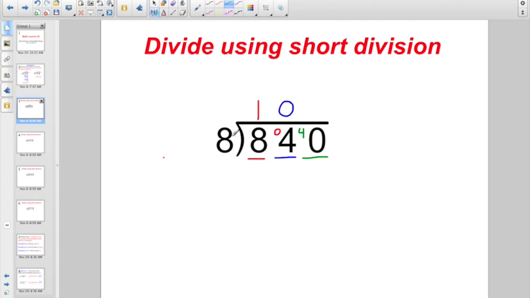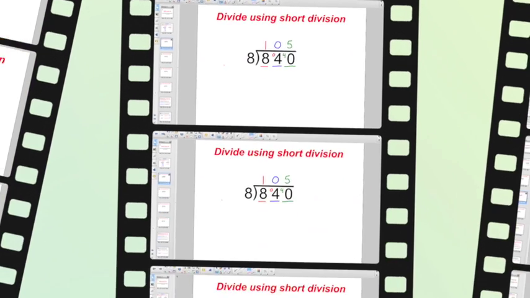40 divided by 8, hey, that's 5, right? Multiply that back. 5 times 8 is 40. 40 minus 40 is 0. I have no remainder. My quotient is 105.